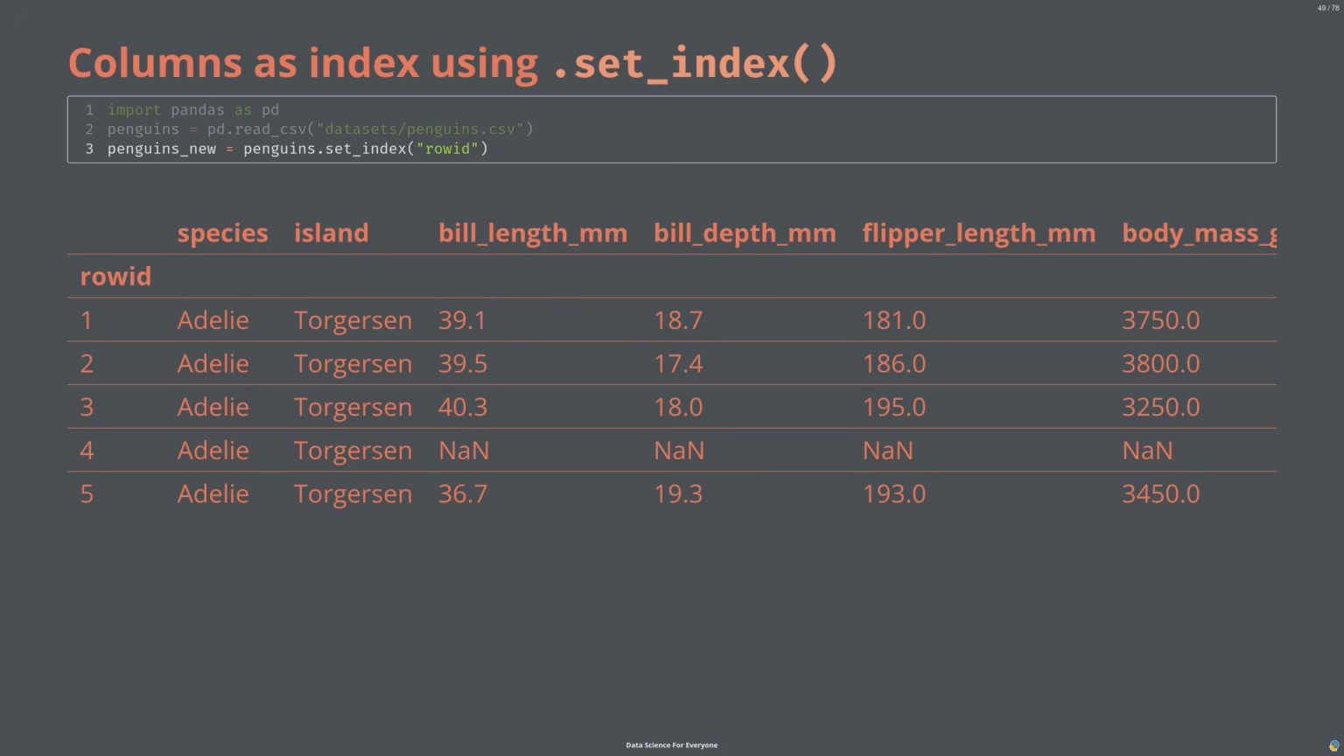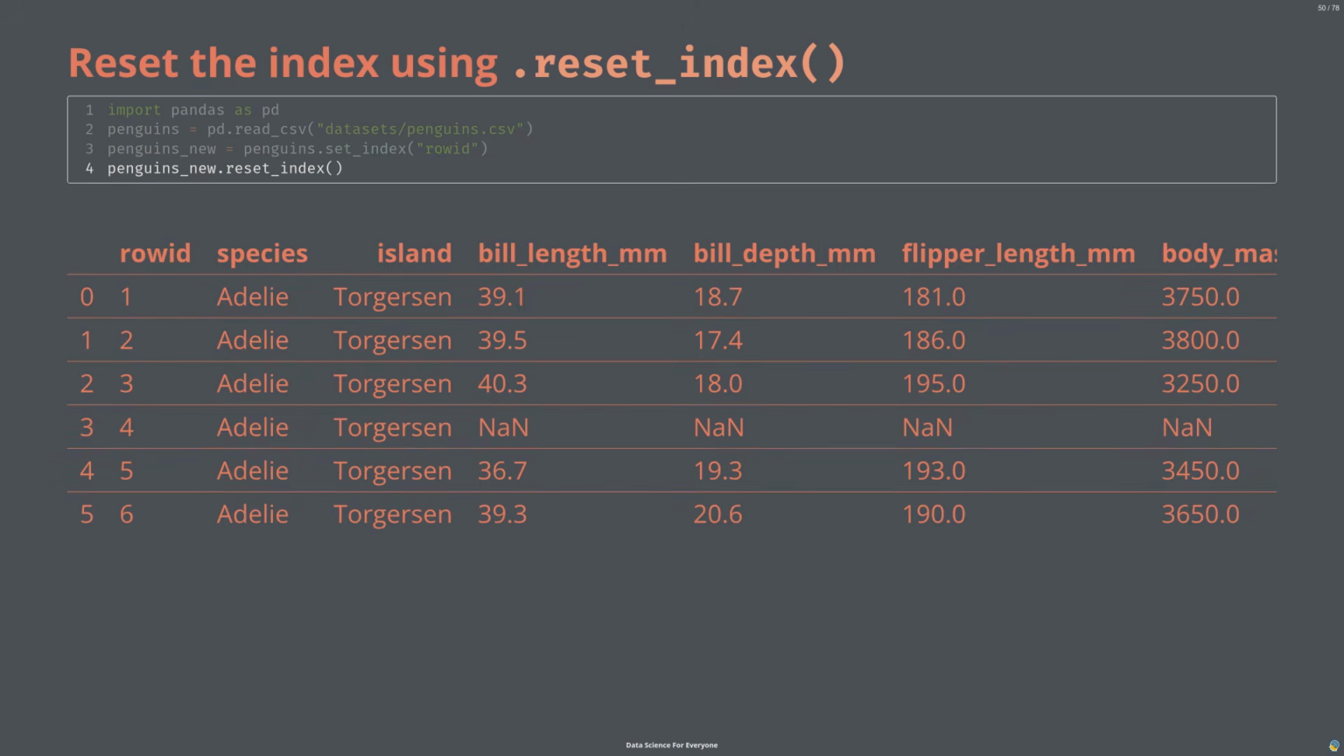We can move a column from the main part of the data frame into the index. This process is called setting an index, and it's done using the setIndex method. After doing this, you'll notice a slight change in the output. The column row ID is now a part of the index.